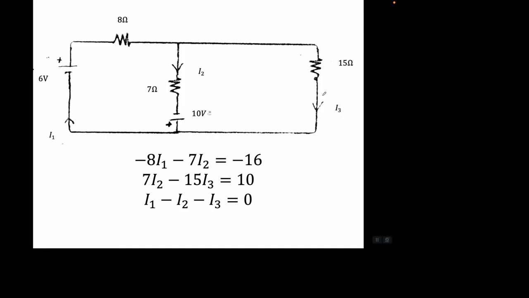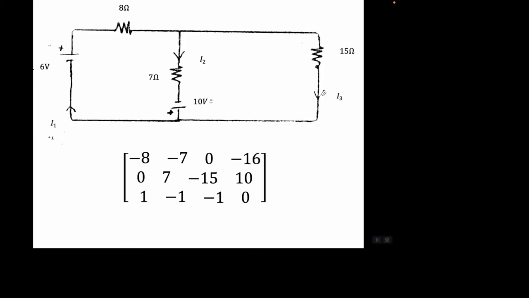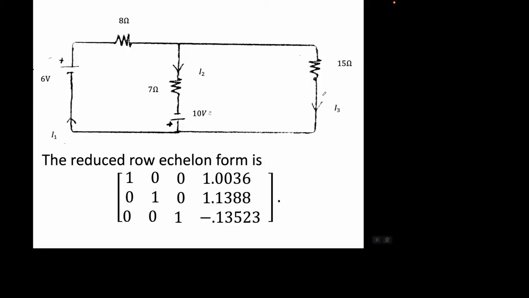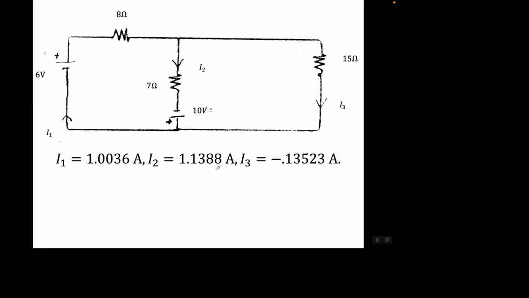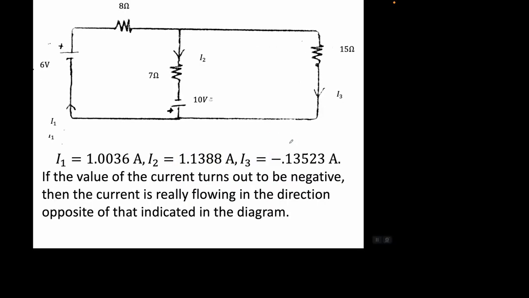So here are three equations. Let's simplify them, get everything on one side so that they look like this. Find the augmented matrix, and then get it in reduced row echelon form. The reduced echelon form looks like this. So for example, our current I1 is going to be 1.0036. And similarly, I2 is going to be 1.1388. I3 equals negative 0.13523. And those are in amps. They're all measured in amps.